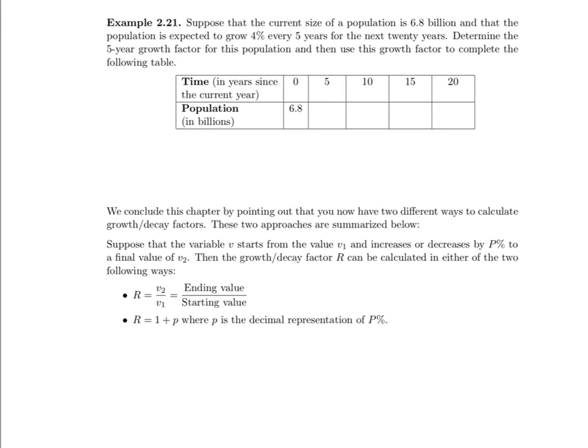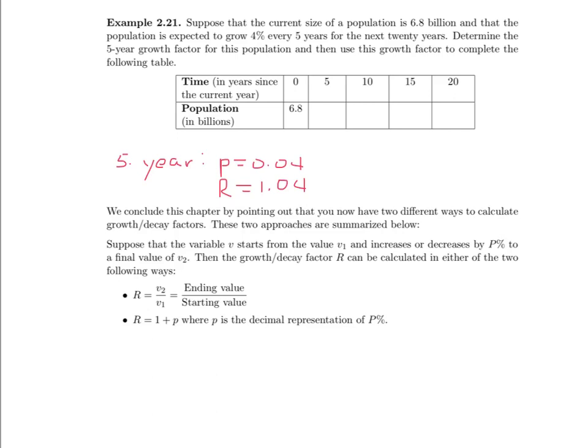So on every 5-year period, we know that little p must equal 0.04. Consequently, our growth factor on 5-year periods, which is found by taking 1 plus p, would equal 1.04. That is our 5-year growth factor. We can use that to complete the table.